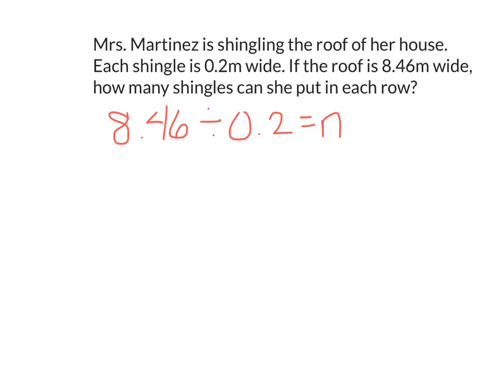We can first estimate this using front-end estimation. So we would have 8, because remember, we're just using that first non-zero number in each number. So we have 8 divided by 0.2, which would give us 40.